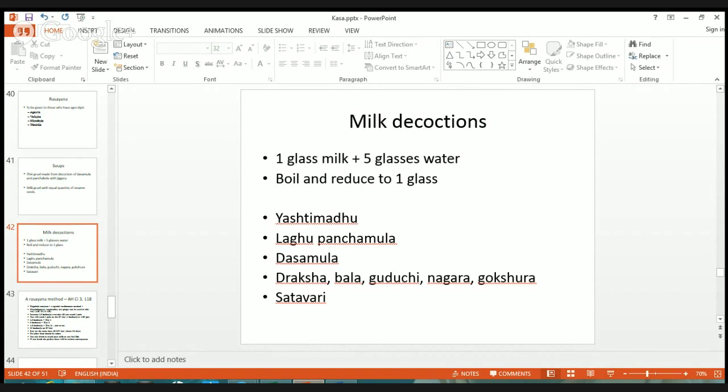Bala, guduchi, nagara which is dry ginger, gokshura can all be made into milk decoctions. Shatavari is a little heavy, so if there is a good agni in the body, if there is not too much ama in the system, then shatavari also can be used as milk decoction. Of course, there are other things like pomegranate, dadima, amalaki, and so on.